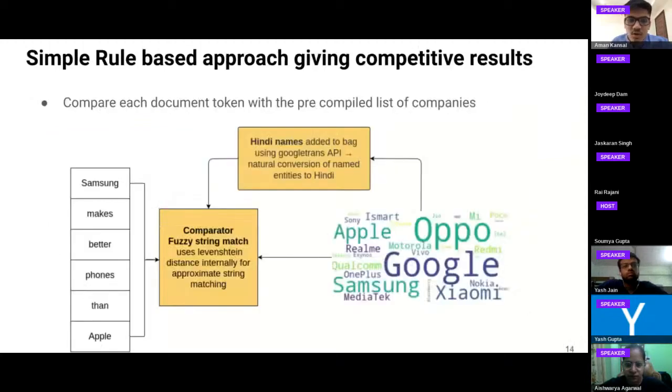What we did instead was, again, a rule-based approach where we had a bag of companies which we picked up from online sources, and then we converted those companies to their Hindi counterparts. How we did that was with the Google Translate API.